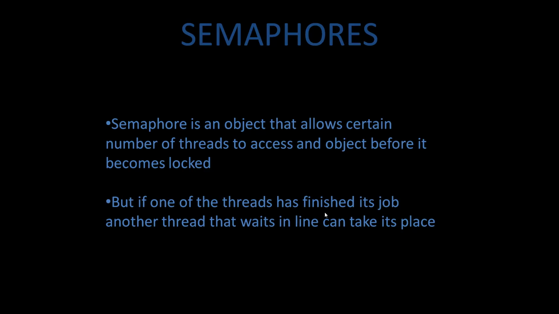Semaphores. A semaphore is essentially a mutex, but it allows a certain number of threads to access an object before it becomes locked. But if one of the threads using the object has finished its job, it signals that there is a free spot for another thread to access that object. So the thread that was waiting in line takes its place and does whatever it has to do.